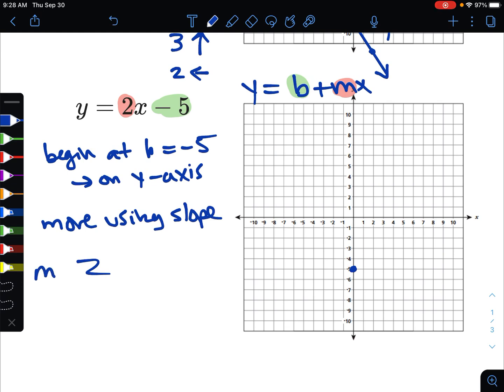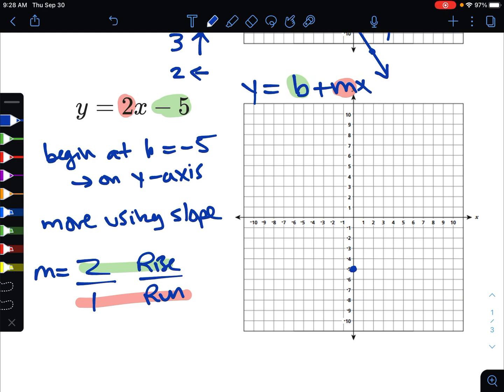So 2 is our slope, but let's make it a fraction, because we want to see the rise and the run. And right now it looks like there's no run, and there really is. To make any number a fraction, we put it over 1, because that means divide by 1, and it doesn't change the value to divide by 1. So we're going to rise by 2, and we're going to run by 3, or by 1, sorry. So from this negative 5, we're going to rise by 2 and run by 1.